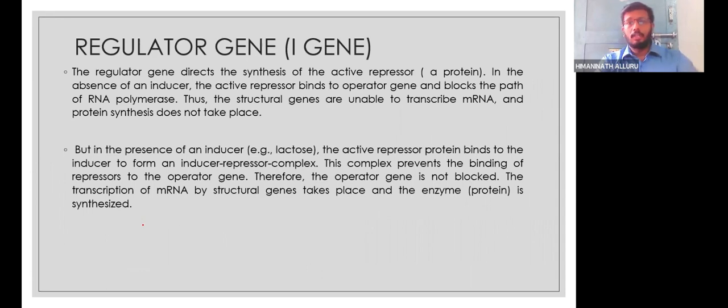Then the I gene, the regulator gene. Again, as I said, students may keep in mind that it is an inducer, but the I gene is actually an inhibitor or a repressor gene. All the time it is going to code for the repressor. Whether lactose is given or not given, in its presence or absence, the regulator gene is always expressed. It is an all-time expressing gene, and it is going to produce a repressor protein for sure.